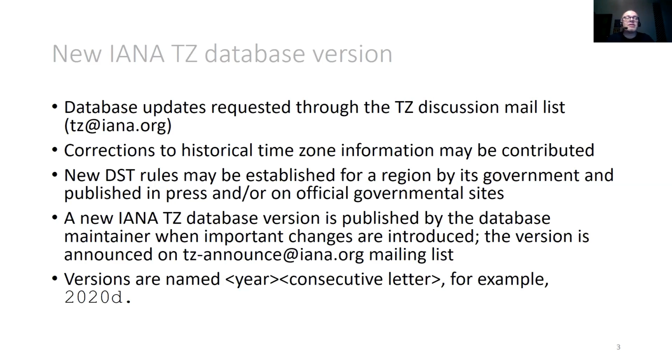IANA versions are named with the year and a consecutive letter for the given year. So the first release this year was 2020 A, and the current one is 2020 D. So we already know there were 4 releases of the database this year. As you can see, those rules change pretty often. It's not like you change the version of the time zone database once in 5 years. It happens a few times a year, usually.